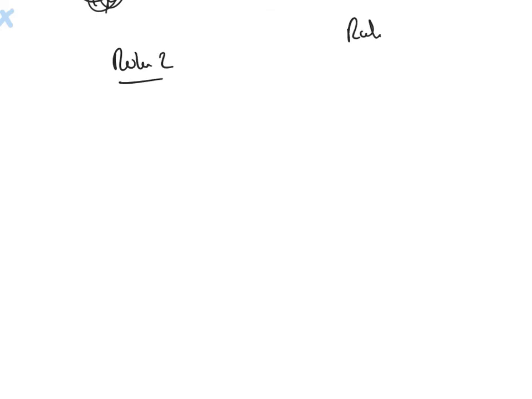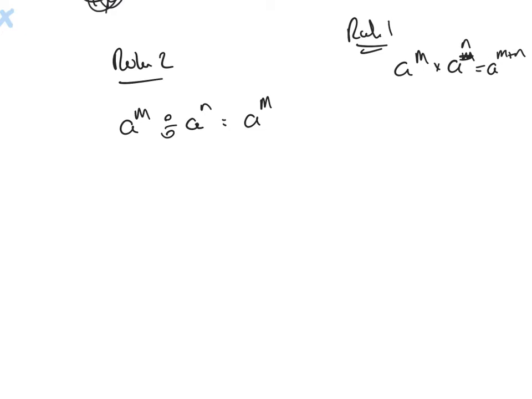So recap rule 1. Rule 1 is when you multiply, you add the powers. A to the m multiplied by a to the n is a to the power m plus n. Okay, rule 2 is that when you divide, and you might guess this one, when you divide you subtract the powers. So a to the power m divided by a to the power n is a to the power m minus n.